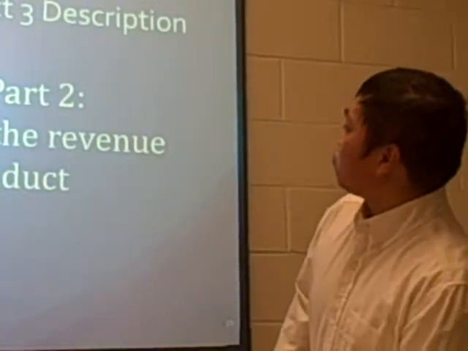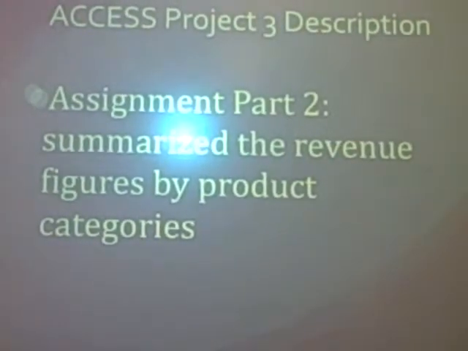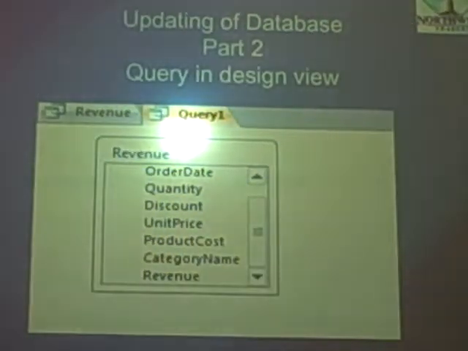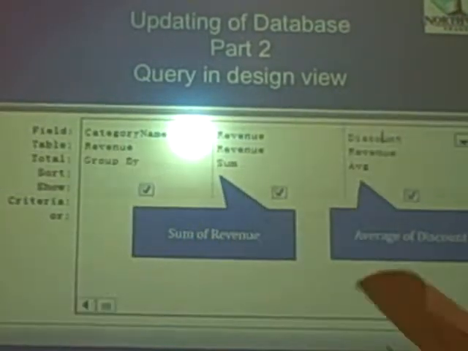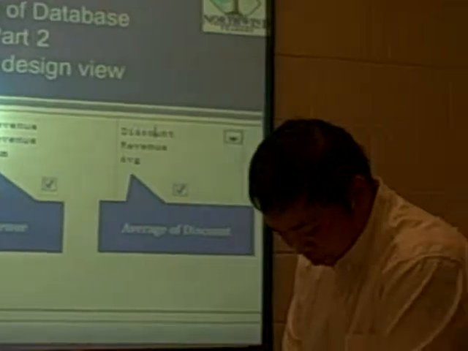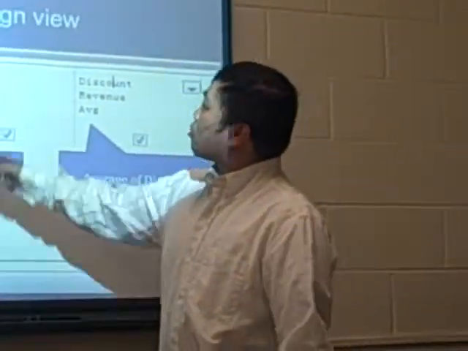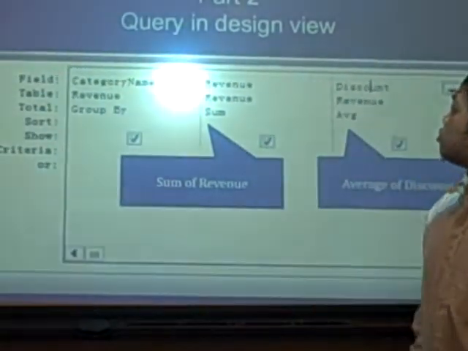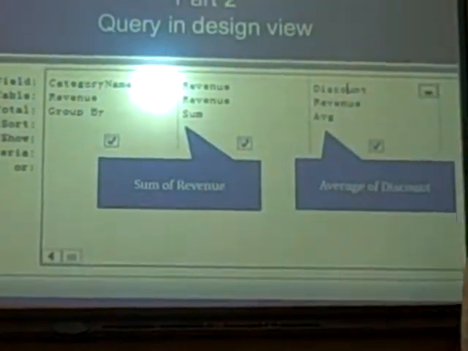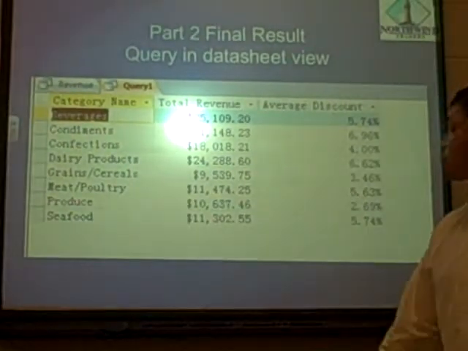Next, in the same project, we also summarize the revenue figure by product category, and this is the revenues query. Let me take a look here. What we did is we looked up the revenue, summed the revenues field, and averaged the discount field. And this is the grouping, and this is the screen that we have afterward.